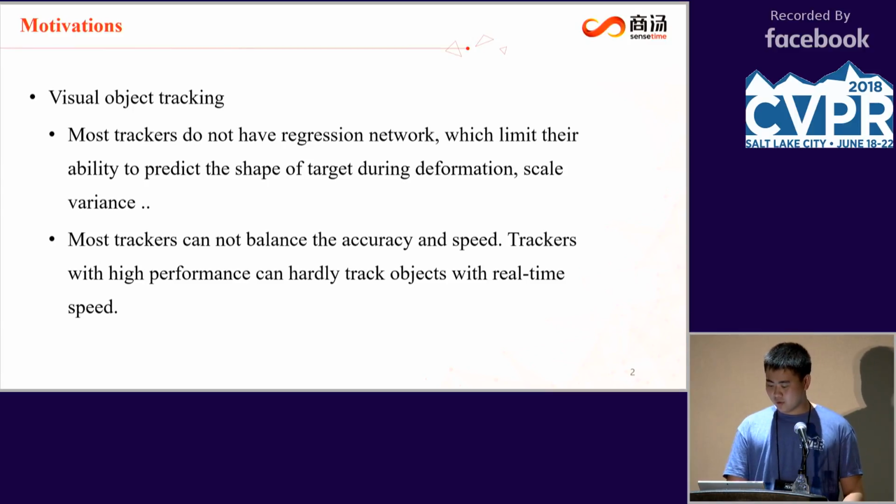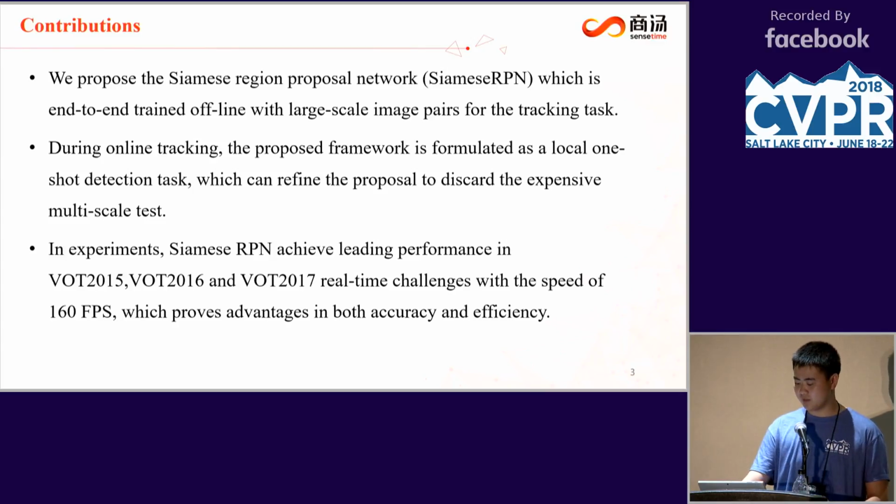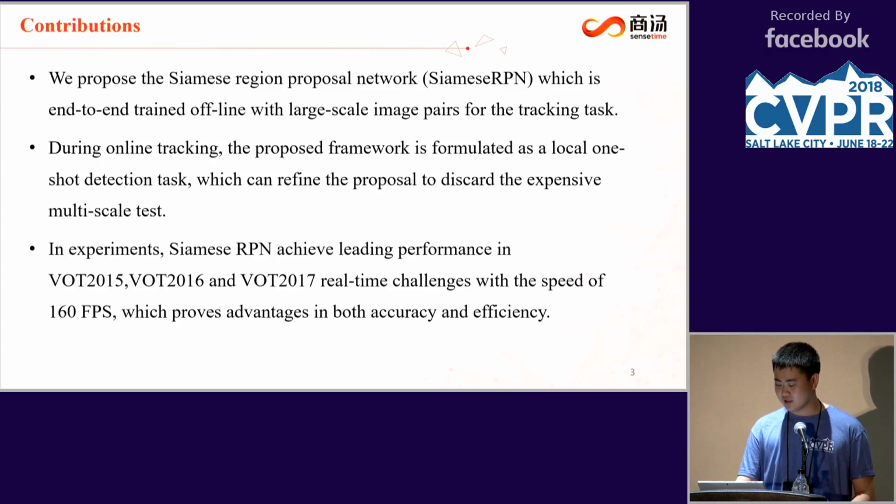Firstly, we propose the Siamese region proposal network, which is end-to-end trained offline with large-scale image pairs. And secondly, during online tracking, the proposed network is formulated as a local one-shot detection task, which can refine the proposal to discard the most expensive multi-scale test. And in experiments, Siamese RPN achieved leading performance in recent VOT challenges with the speed of 160 FPS, which shows advantages in both accuracy and efficiency.